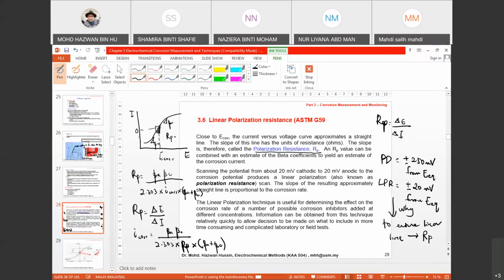So this method is known to be a fast process as compared to potentiodynamic polarization. Faster. Maybe it takes only 1 or 2 minutes to complete. For potentiodynamic polarization, since the scan is quite huge, plus or minus 250, altogether you have like 500 millivolts of potential to be scanned, so it will be slightly time consuming. So, any questions so far for linear polarization resistance?